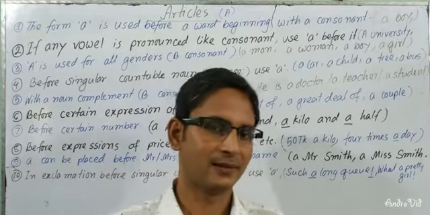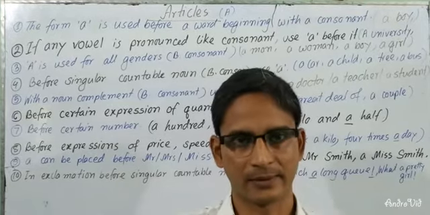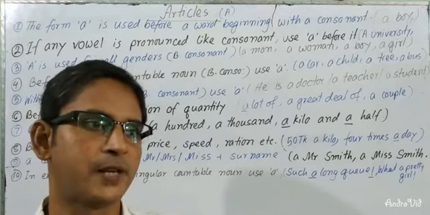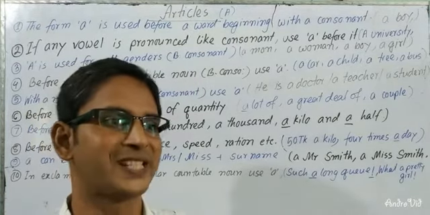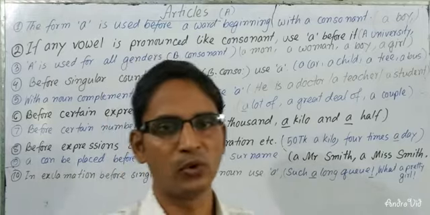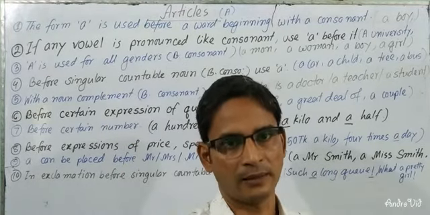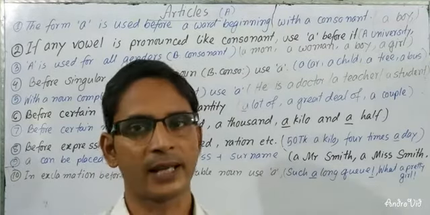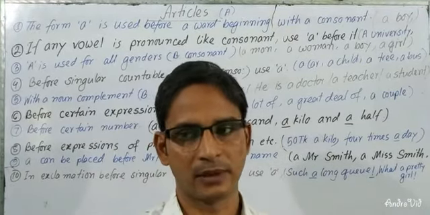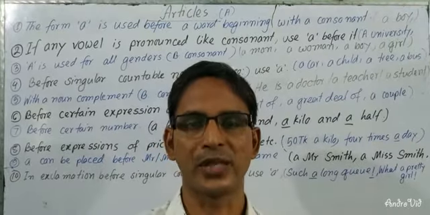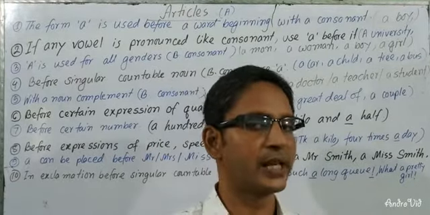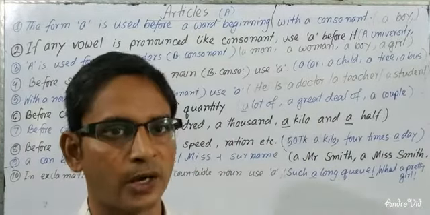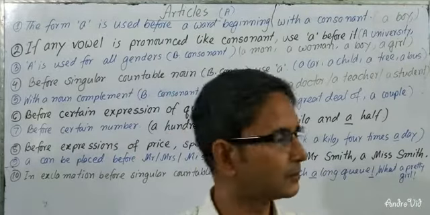There are two kinds of articles. One is the definite article and the other is the indefinite article. A definite article is a word which indicates a noun definitely, like the. The is the definite article. The indefinite articles are a and an. These are always used to indicate a noun indefinitely. Now I am going to make you understand where we should use a.